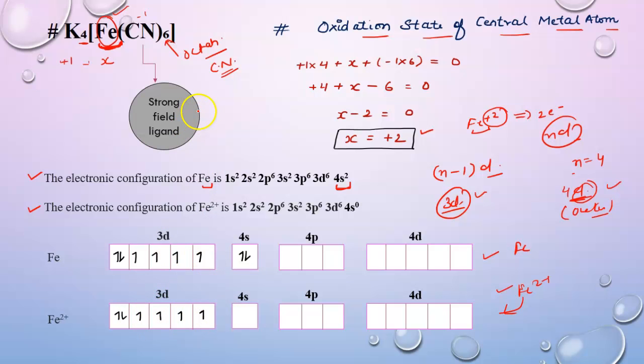I've already told you in one of the postulates of VBT that a strong field ligand has the tendency to pair up the electrons. So what can happen over here? This electron will get paired with this, and this will get paired with this electron. Correct? Let's see in the next slide.